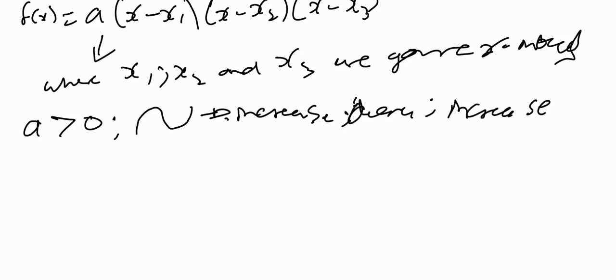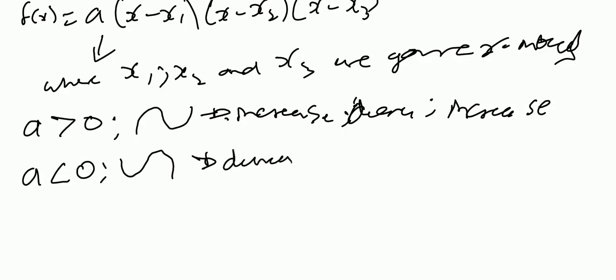Meaning it will increase twice and decrease once, when your a is positive. What happens when your a is less than 0? Your graph will be like this. So from this we can see that our a determines the shape of our function. When your a is negative, your graph will decrease, then increase, then decrease. This means that your graph will decrease twice and increase once.